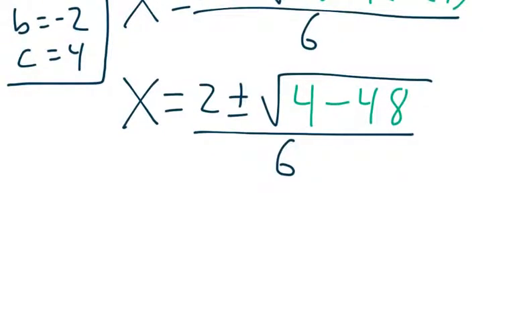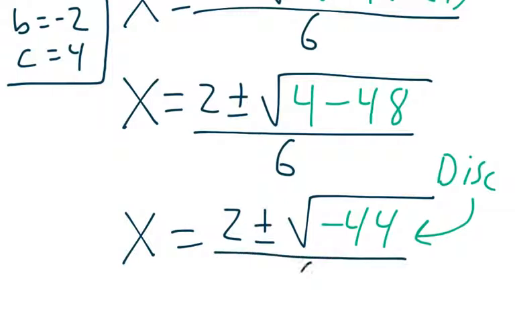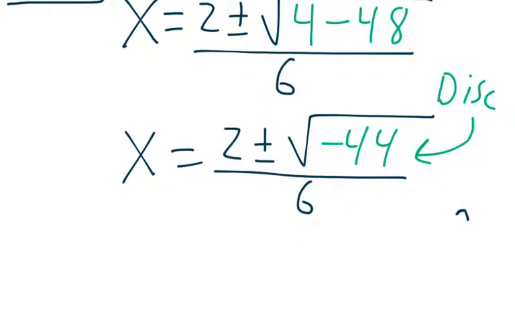So my discriminant, if I just write this out again, is clearly going to be a negative number, right? Negative 44. So this is my discriminant. After all, it's a negative in the radical, so as you guys know by now, that means your answer is imaginary.